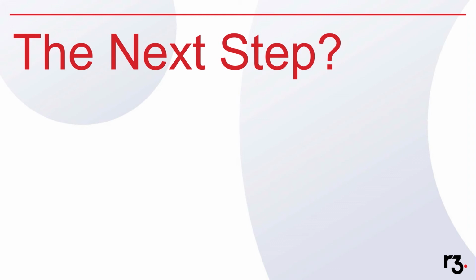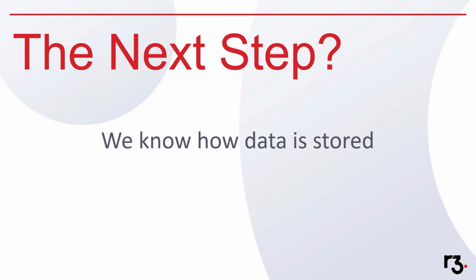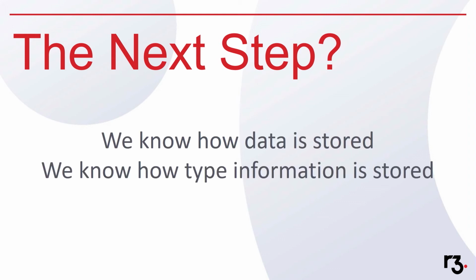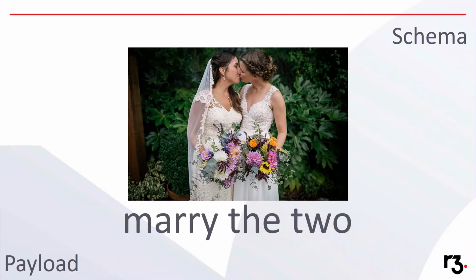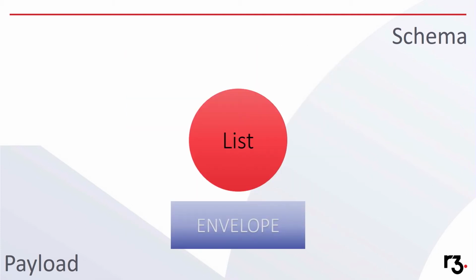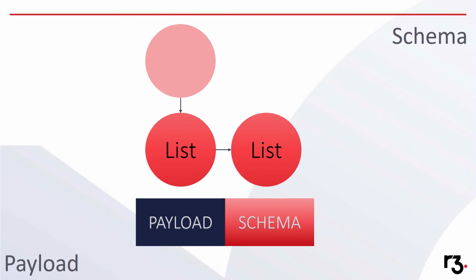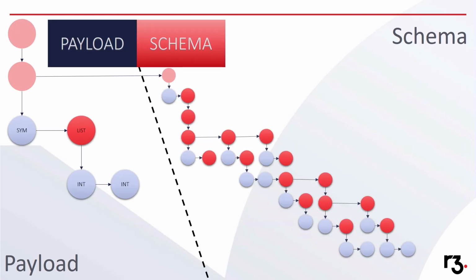OK, so what is the next step? Well, we know how data is stored, and we know how type information is stored. Well, what's next? Well, we have to marry the two. We have to bring them together in a beautiful ceremony. And we know the list is an envelope. And we know our payloads and schemas are both lists. So we can try and wed the two together.